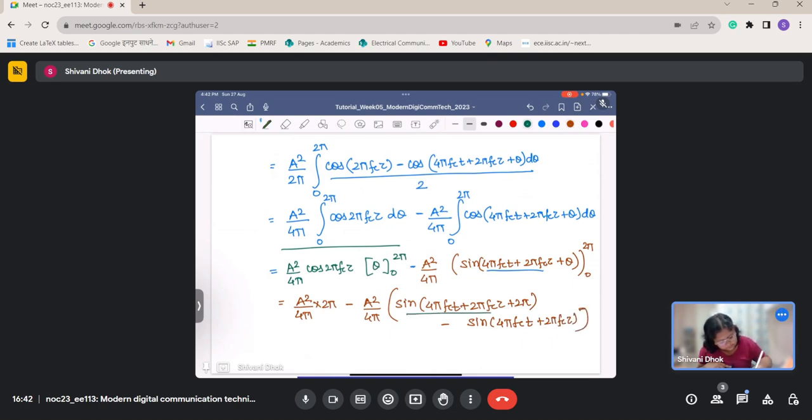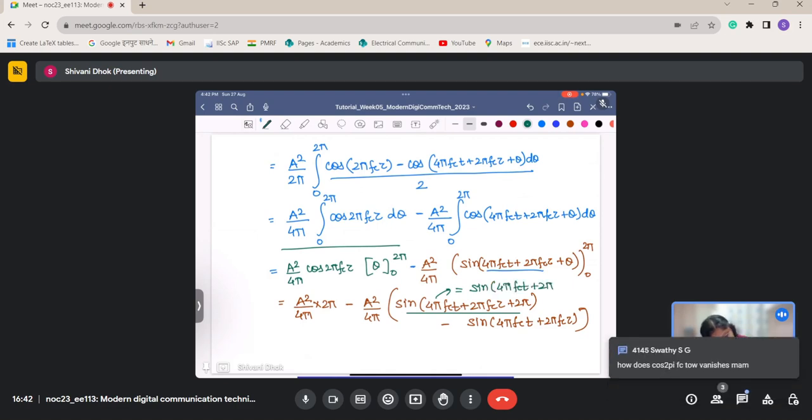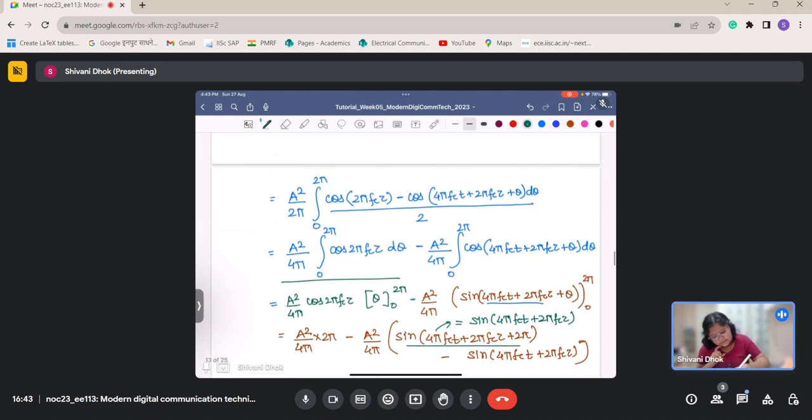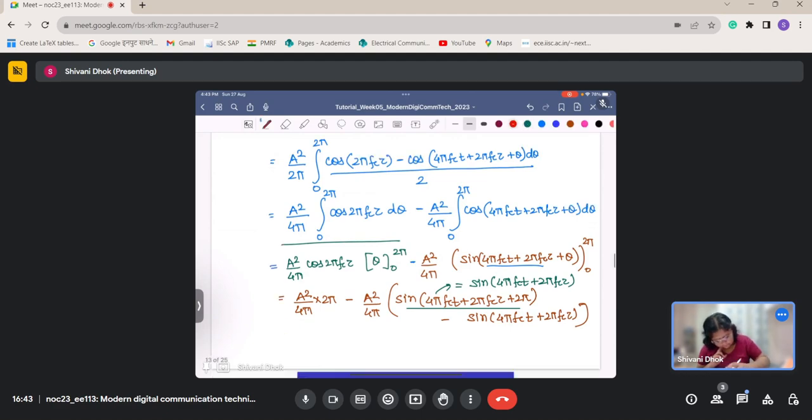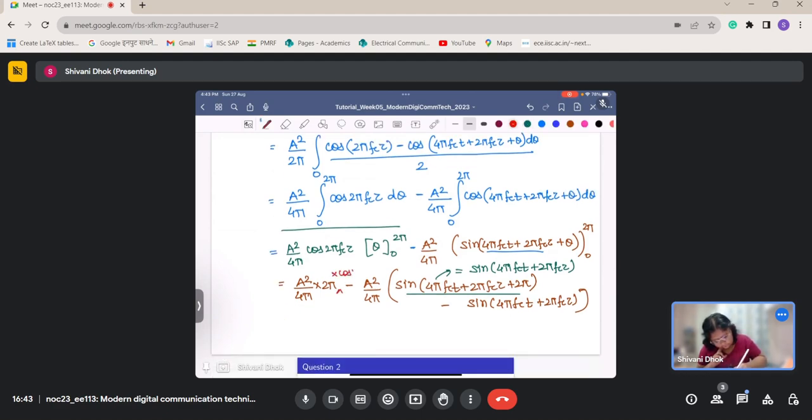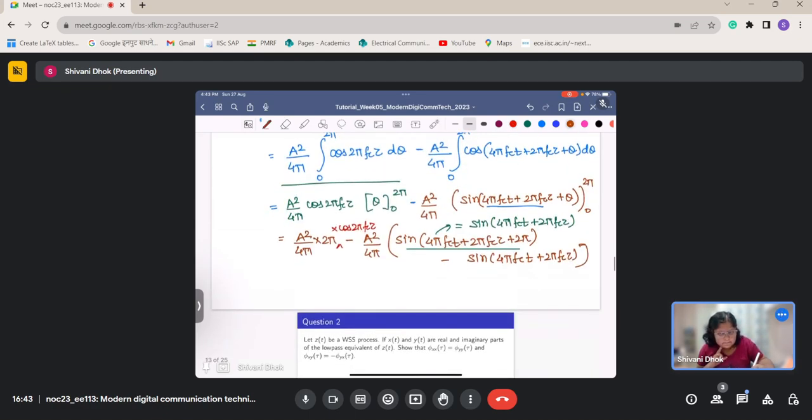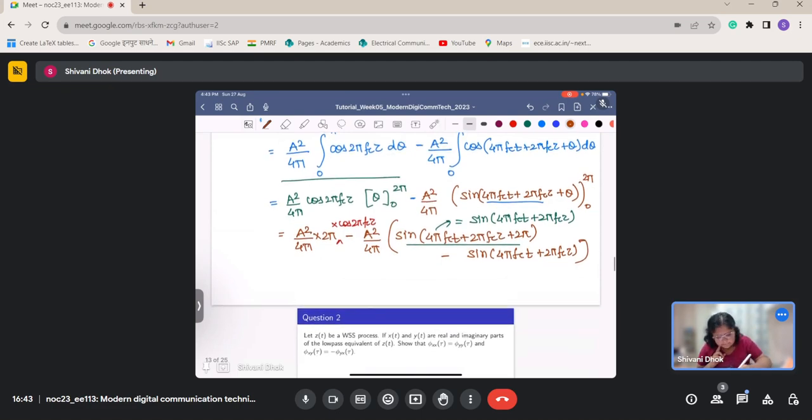Now this thing here is simply equal to sine of 4 pi fc t plus 2 pi fc tau. See this integration, how cos of 2 pi fc... it's there, it won't vanish, it will be there. Okay, so this is sine 4 pi fc t.